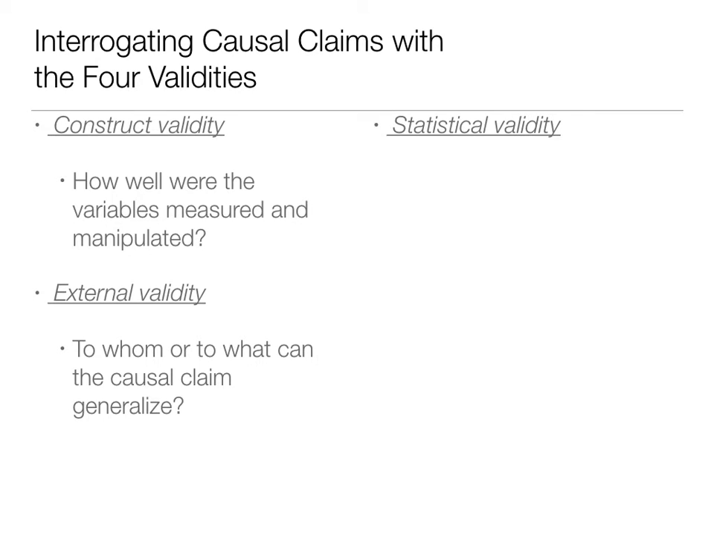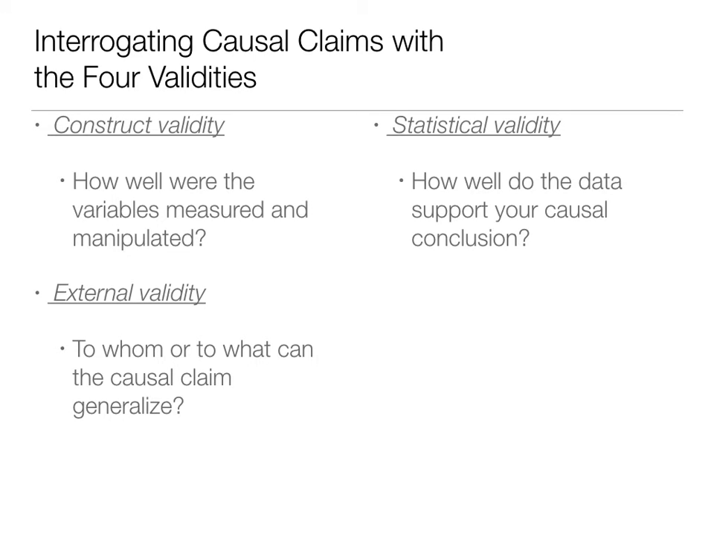Statistical validity, we'll spend a lot more time talking about in the second portion of the class. But how well does the data support your conclusion? How well do you support this research hypothesis? Did you find support for the research hypothesis? Were you able to reject the null, or did you fail to reject the null? So how likely is it that you would get this kind of finding if the null hypothesis was true, or if the null hypothesis can be rejected?